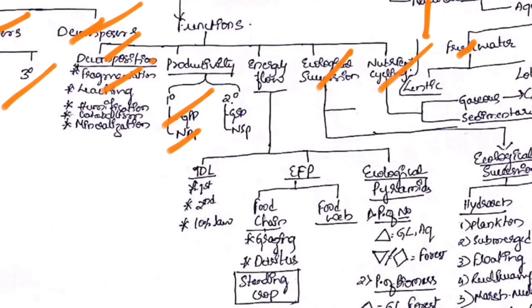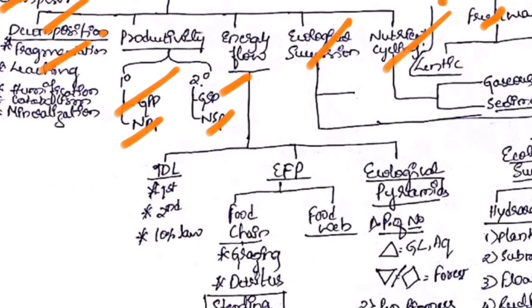Next is the same with respect to the secondary consumers, and this is of two types: gross secondary productivity and net secondary productivity. Okay, then next we started with energy flow.